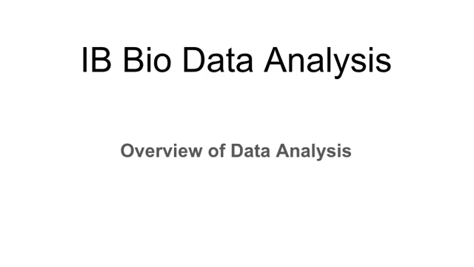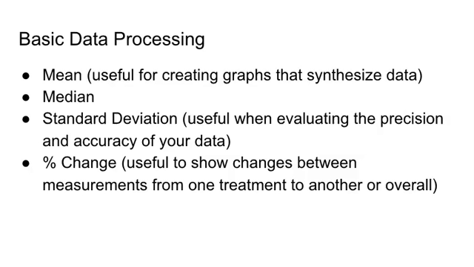Okay, we're going to go over IB biology data analysis, just some basic data processing, and then a more sophisticated statistical test. Some of the basic data processing that you should be able to do just using Google Sheets, for example, or maybe Excel, is to find the mean or average of the trials of your data.